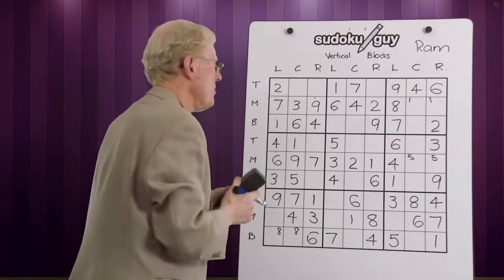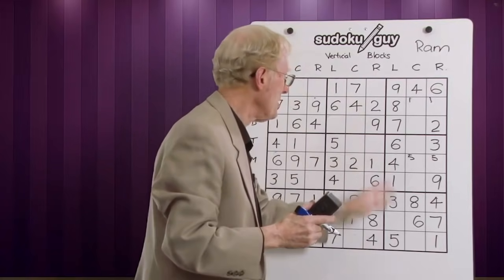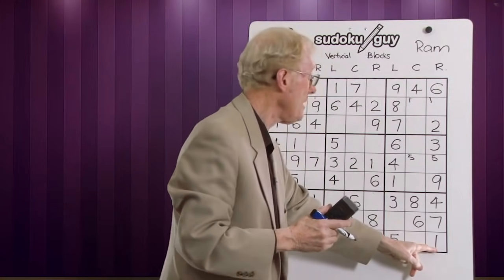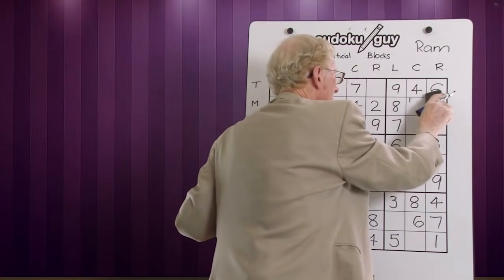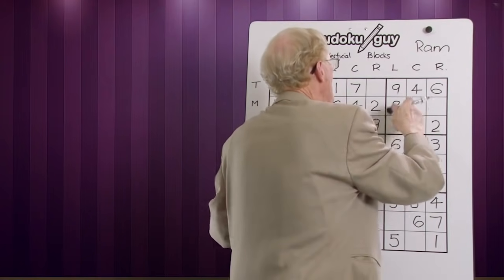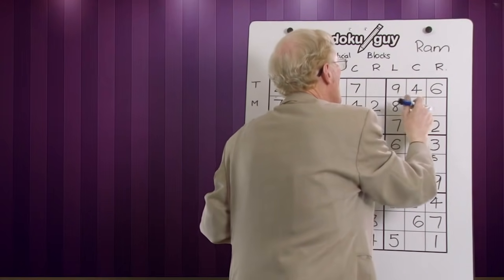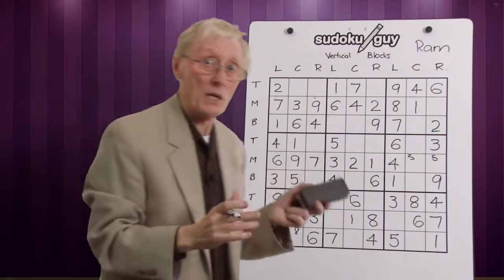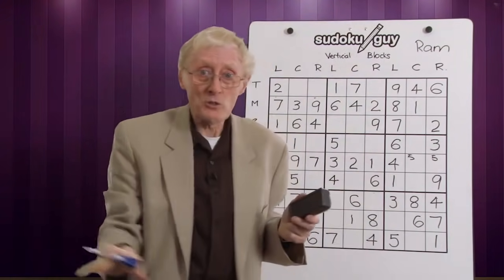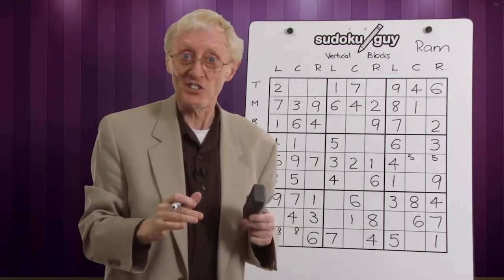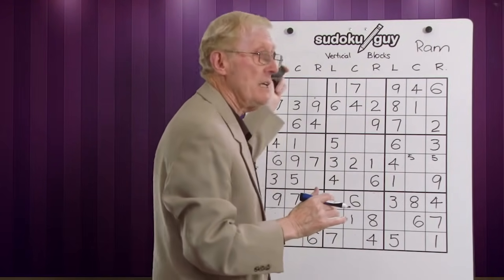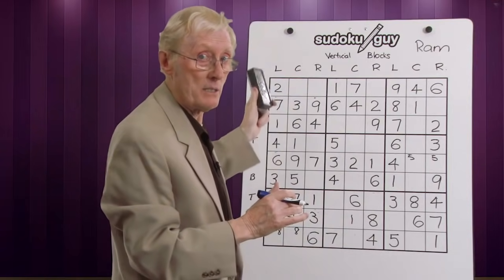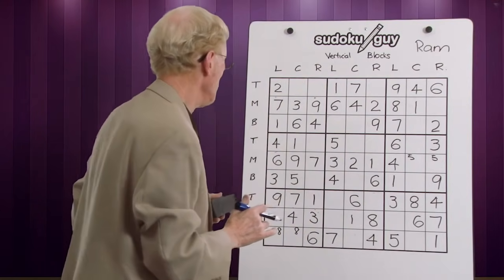Now let's look down. Same principle. You look down. Oh, there's a 1 here. So that cancels out this 1, and therefore this one becomes the 1. Was that ever neat, seeing the ramification of that? You know, sometimes you can go right around the whole puzzle filling in numbers just because of ramification, using the top, middle, bottom and LCR, left, center, right system.